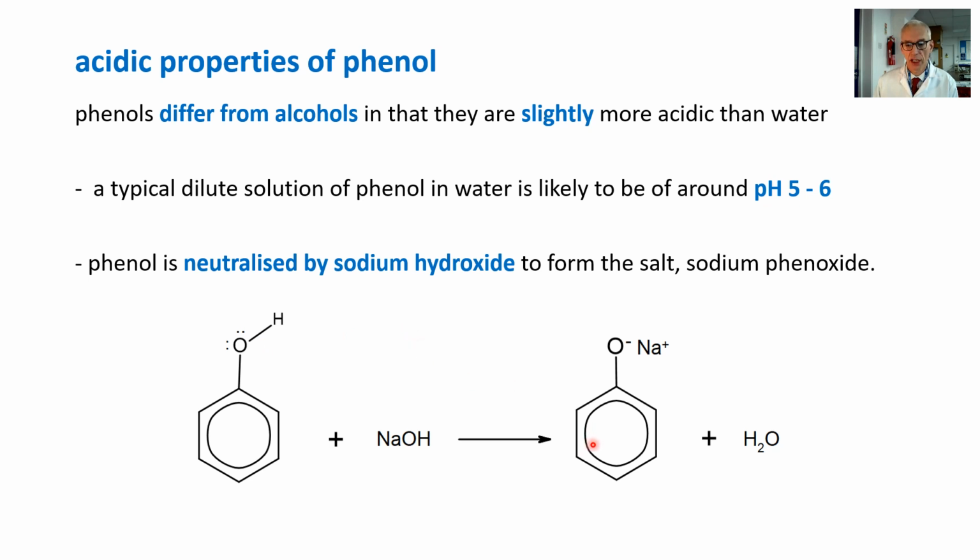The phenoxide ion formed here is a 1 negative ion. The pair of electrons that were in the oxygen-hydrogen bond here are now positioned on the oxygen. It has a negative charge. Hence, the sodium ion will associate in an ionic compound, sodium phenoxide.